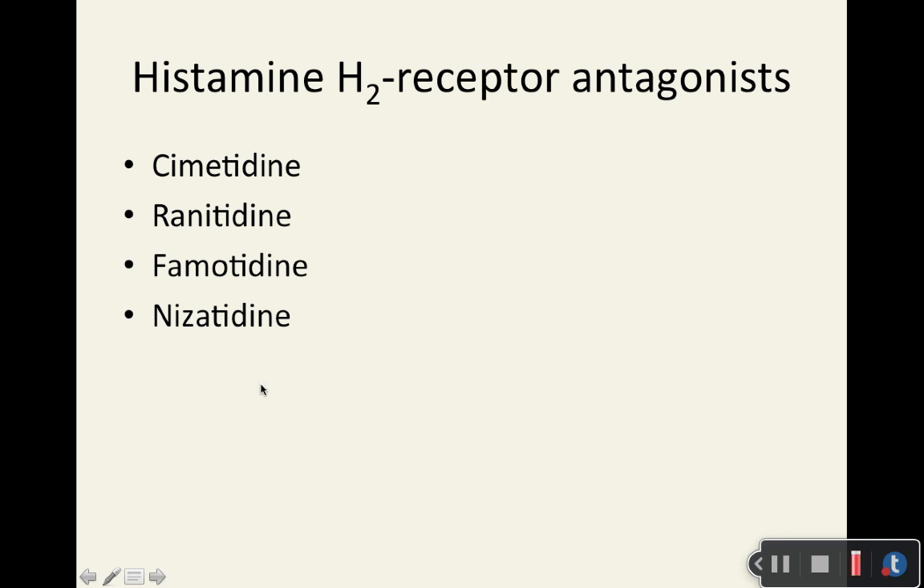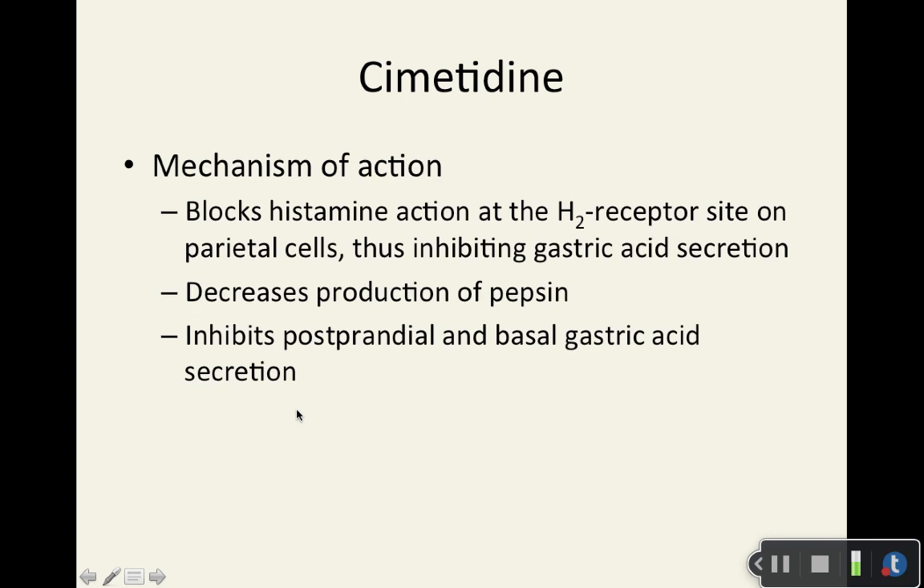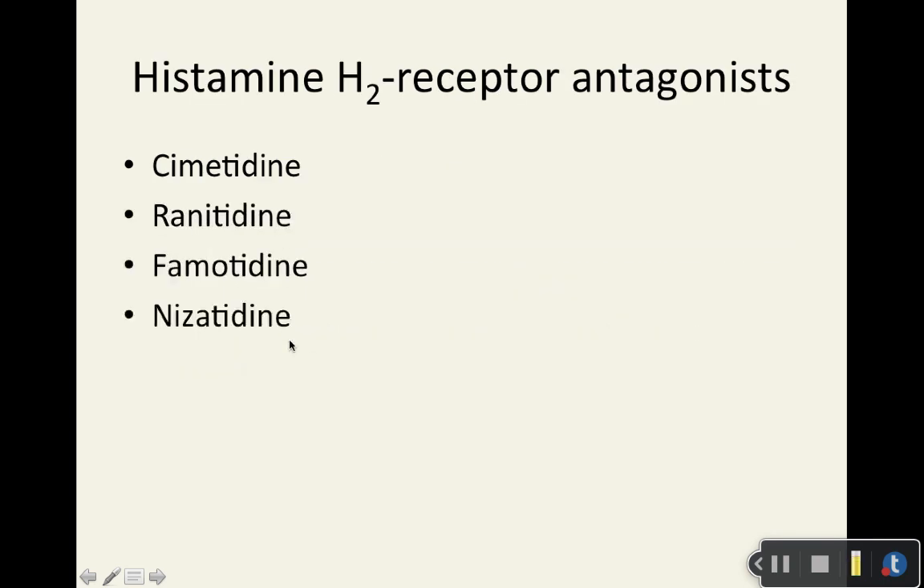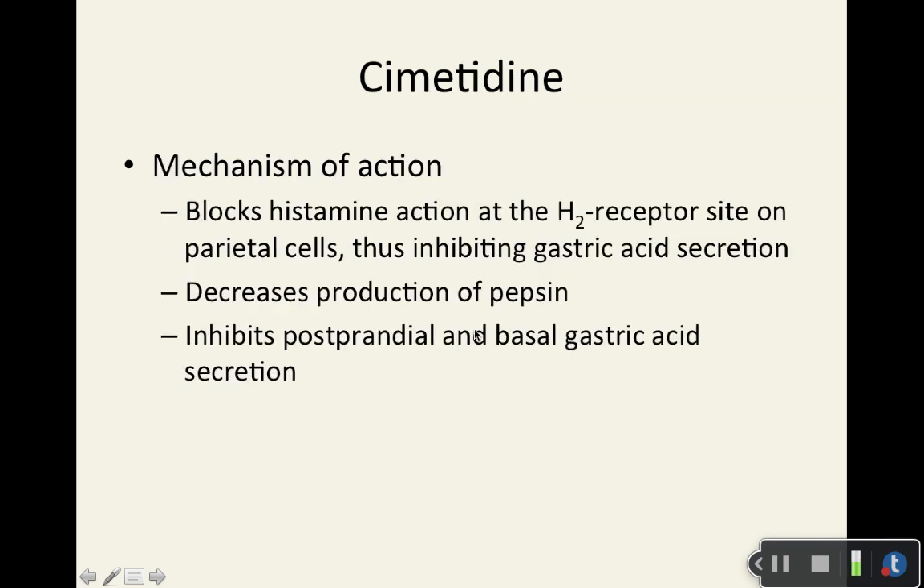So you have them all listed here. They're all pretty similar. These are all generic names, and like I said, these are available over the counter too. They have similar endings, so students in the past have said these are probably a little easier to remember because of the similar ending. They're all pretty much created equal with the exception of cimetidine. We'll get into the details of that a little bit.